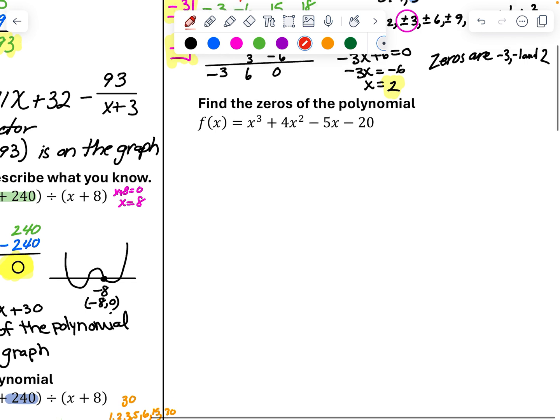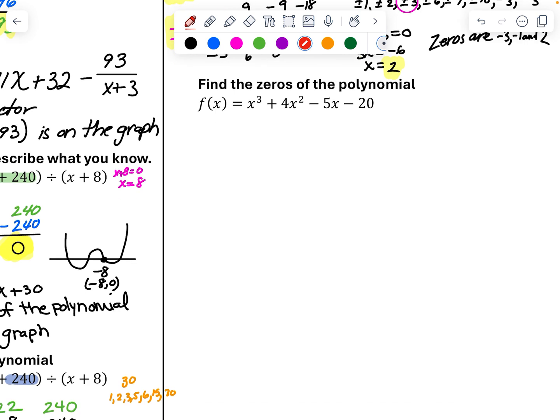Okay, find the zeros of the polynomial. Okay, so the polynomial ends with a negative 20. So the factors of negative 20 are plus and minus 1, plus and minus 2, plus and minus 4, plus and minus 5, plus and minus 10, plus and minus 20. So if it's going to come out pretty, it's going to be one of those 12 numbers. And we could definitely try them randomly. We could pick them. Or we could go to the graphing calculator and we could put them in.